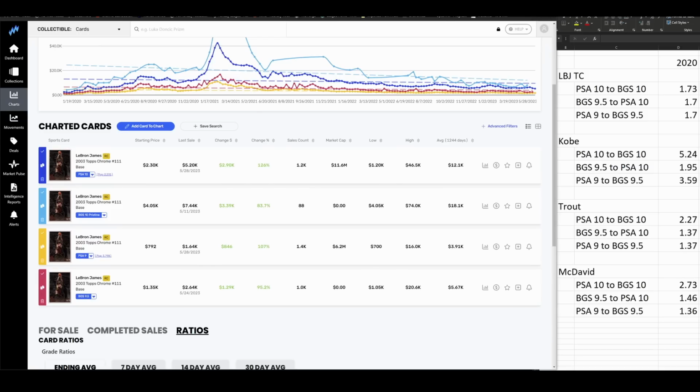You notice it a lot where I saw some heavy movement, on the BGS 10 Pristine grade, along with other ones as well. Don't get me wrong.